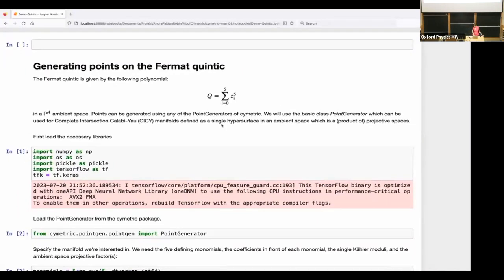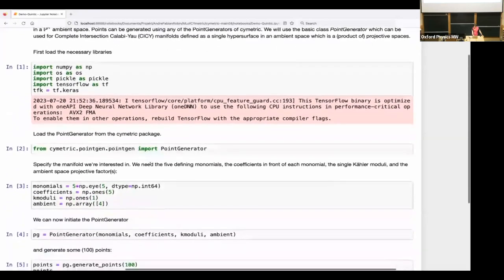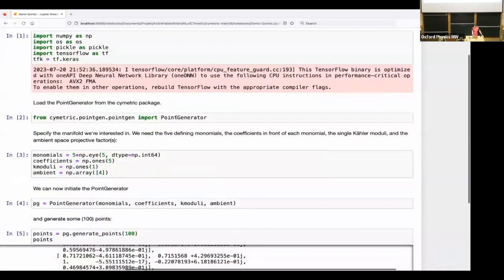What we do first is we import some libraries. We import TensorFlow, NumPy for the numerical computations, and something called pickle, which we use to pickle our data. You store your data so that you can read it later. Okay, so what happens here? The first thing we do is import our point generator because we want to generate points. So we do this like this.